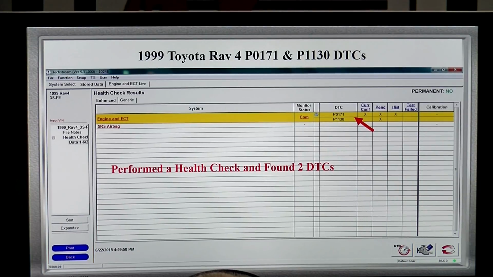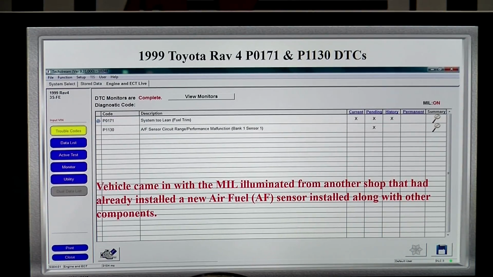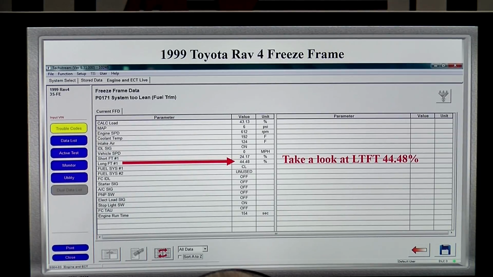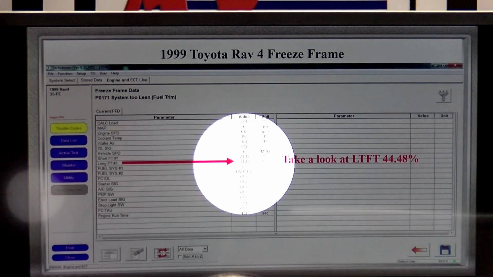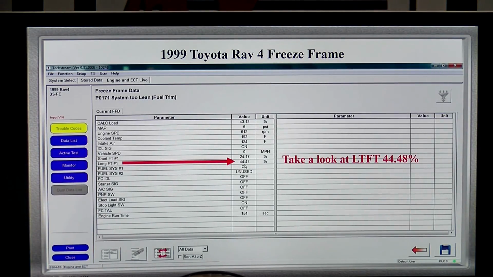Now let's look at our last one here before we switch it back over to Tony. This is a 1999 Toyota RAV4, a P0171 lean condition and a P1130. These two DTCs were found using a health check on this Toyota. The vehicle came in from another shop. There was a whole bunch of stuff changed, including a new air-fuel ratio sensor. Now notice it says air-fuel circuit performance malfunction and system too lean. Now, let's look at the data. Long-term fuel trim, 44.48%.